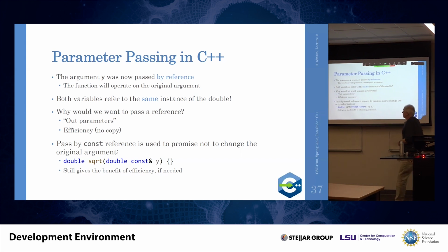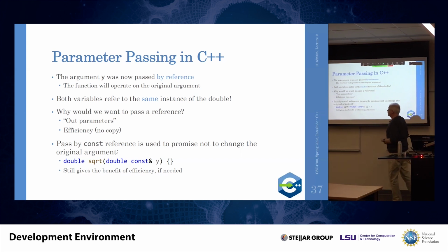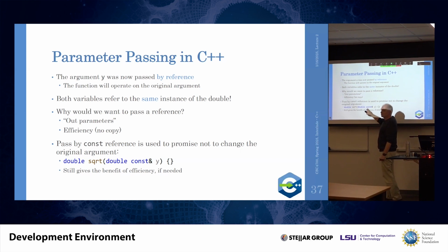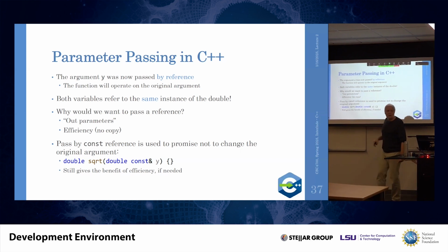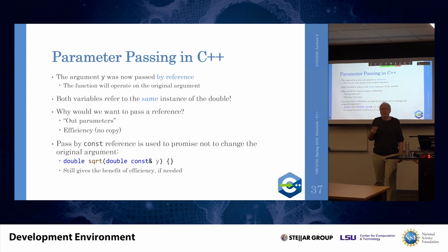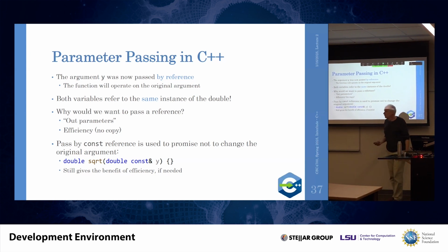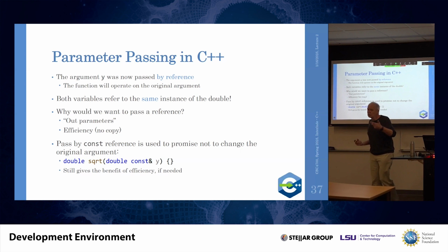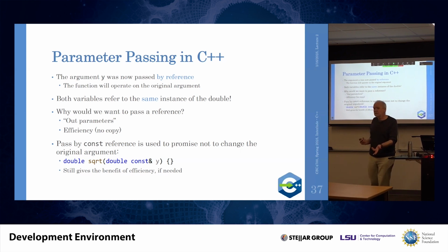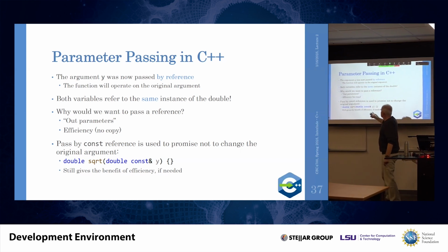By the way, there's also pass by const reference, which adds a const before the ampersand, which additionally gives the promise that the function will not change that variable. Sometimes it's very useful. So if you know that the function will not change what you pass in, but you still want to pass it by reference because of efficiency reasons, just declare it as const reference and that will do the trick. Okay?